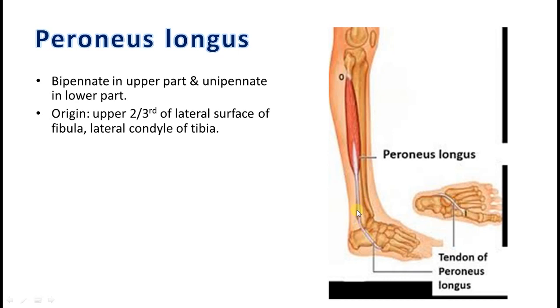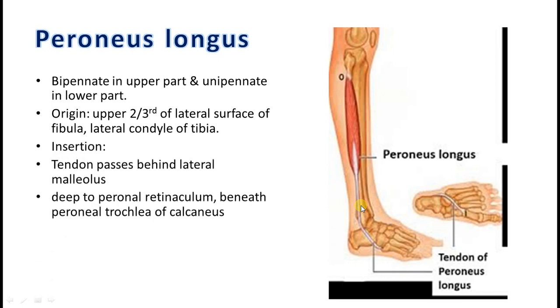It passes in a groove behind the lateral malleolus and is separated from the lateral malleolus by the tendon of the Peroneus Brevis muscle. The Peroneus Brevis is present between this tendon and this one. The tendon passes behind the lateral malleolus, as I told you, deep to the peroneal retinaculum. So you have the peroneal retinaculum, the superior and inferior peroneal retinaculum.